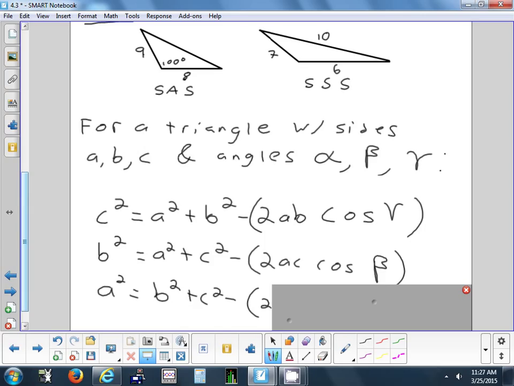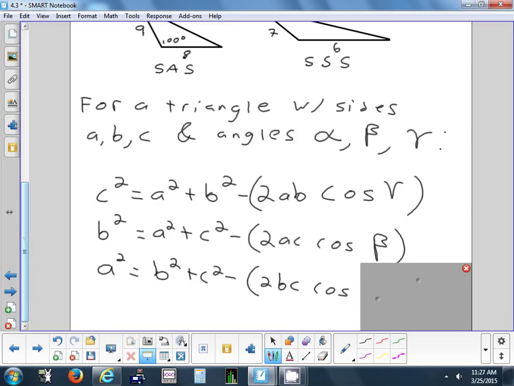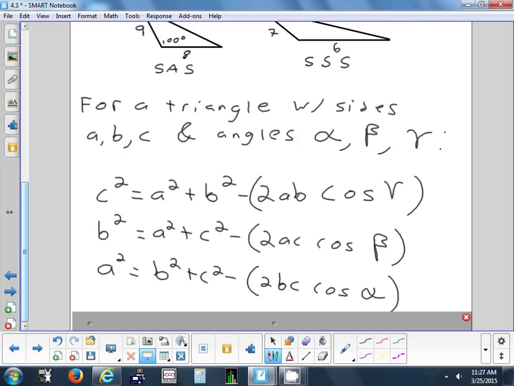Minus 2. Holly, what letters are going to come next? BC. Yep, BC. And then cosine of the angle that's across from a. Chelsea, what angle would that be? Alpha. Yeah, alpha. Right, so three different versions of the law of cosines.